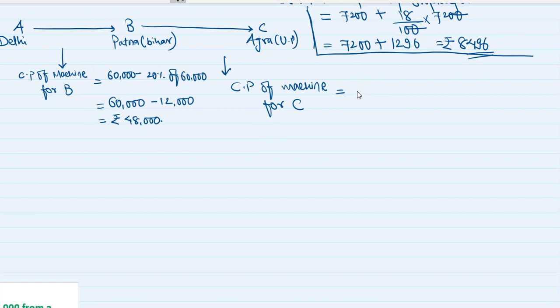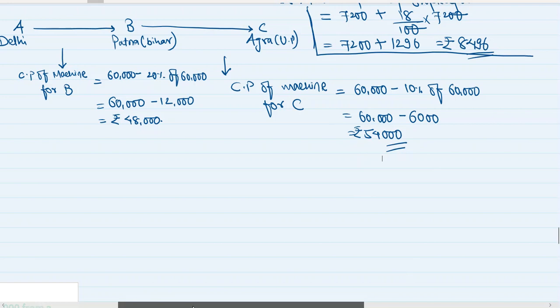than the mark price, because the wholesaler in Patna is giving 10% discount on the mark price to the dealer in Agra. So 60,000 minus 10% of 60,000, that is 60,000 minus 6,000, that is 54,000. So rupees 54,000 is the cost price of machine for the dealer in Agra.